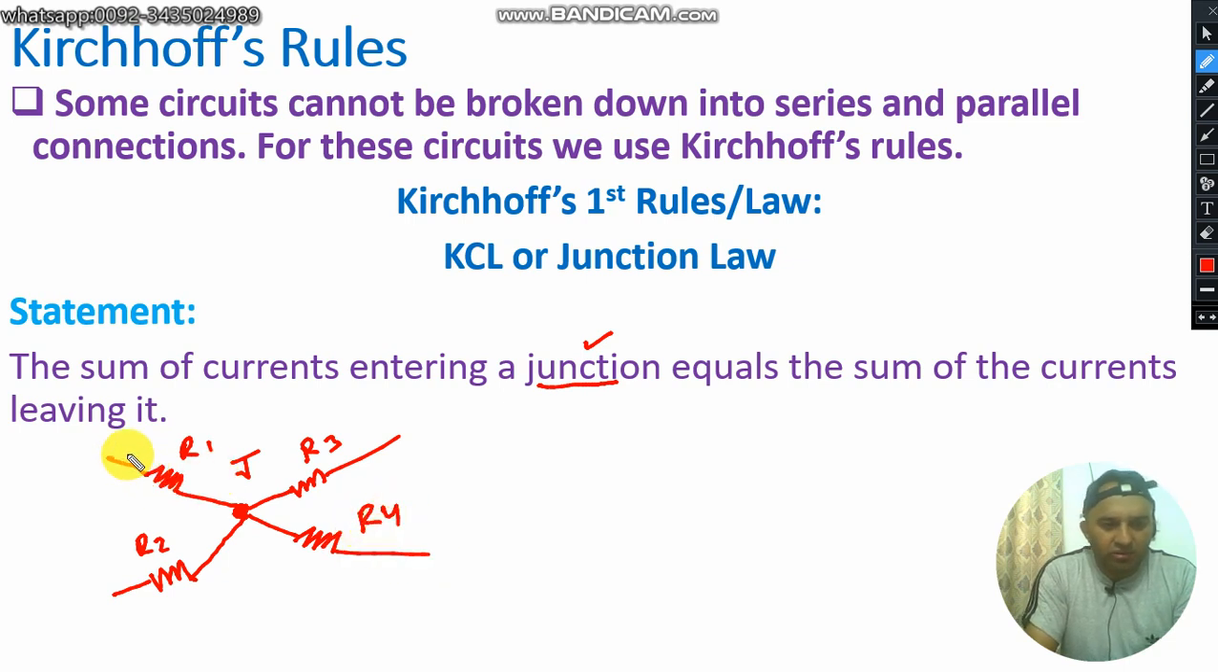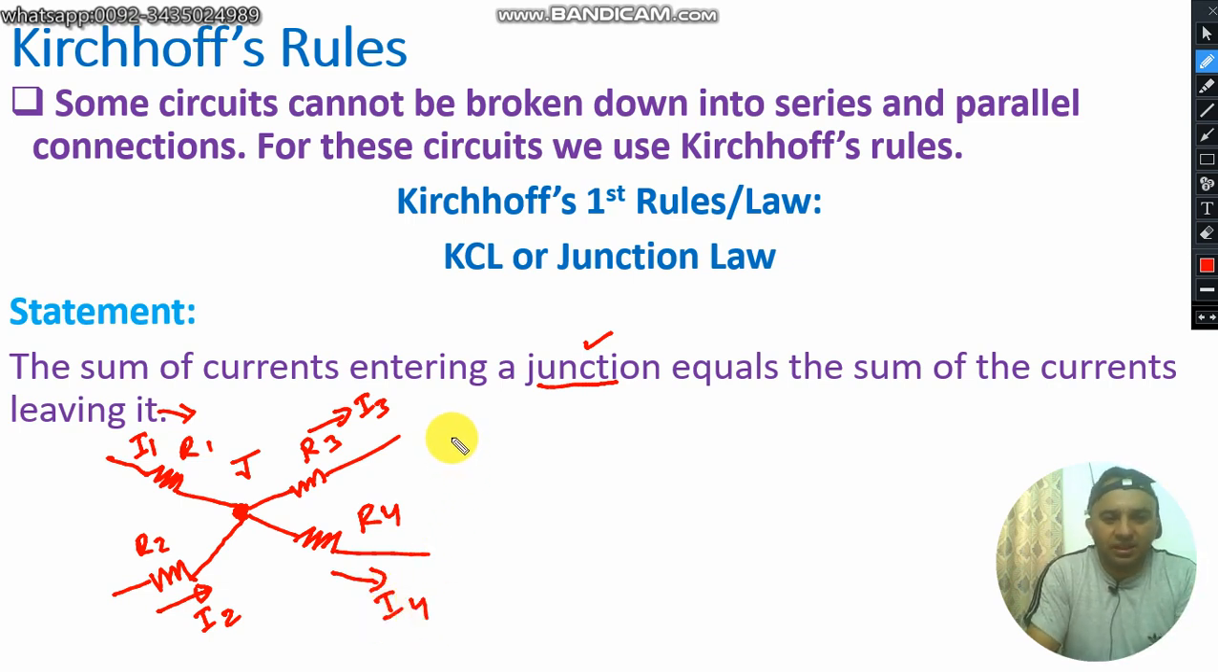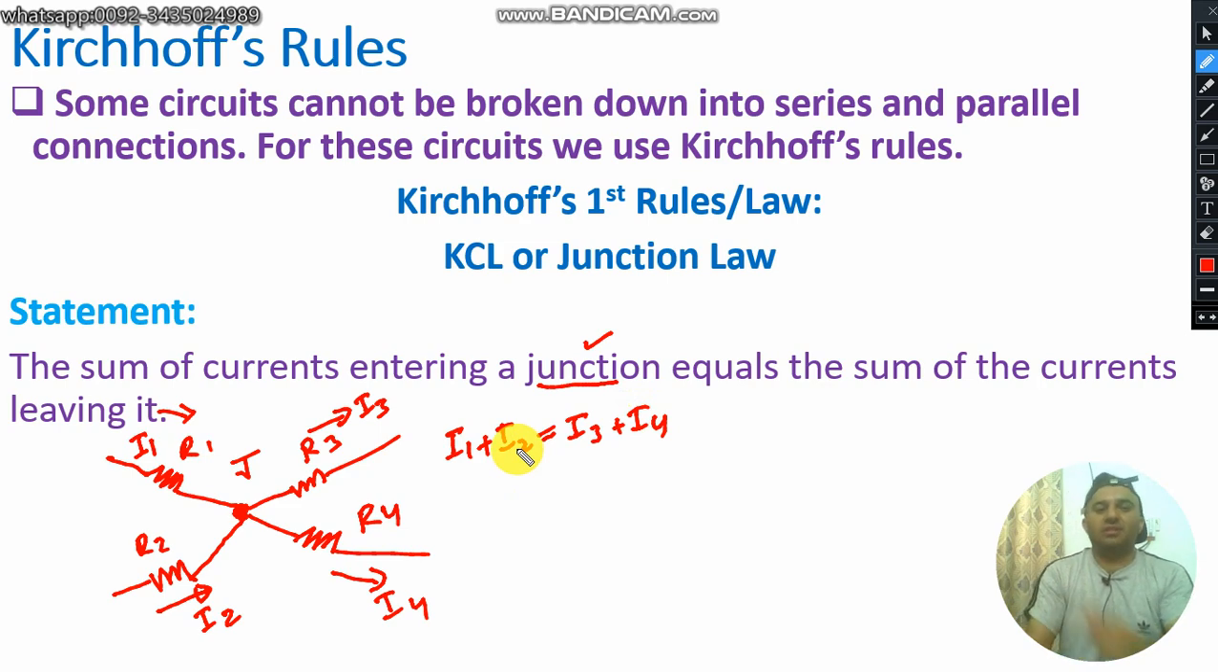Now suppose that current I1 enters into the junction and the current I2 also enters into the junction J, and I3 and I4 are the currents leaving from that junction. So according to the first law, I1 plus I2, the sum of current that enters into a junction, must be equal to I3 plus I4. This is simple conservation of charge. The current entering must be equal to the current leaving.